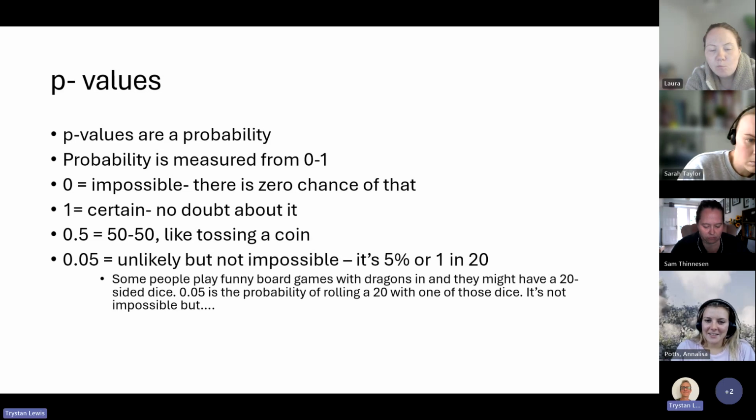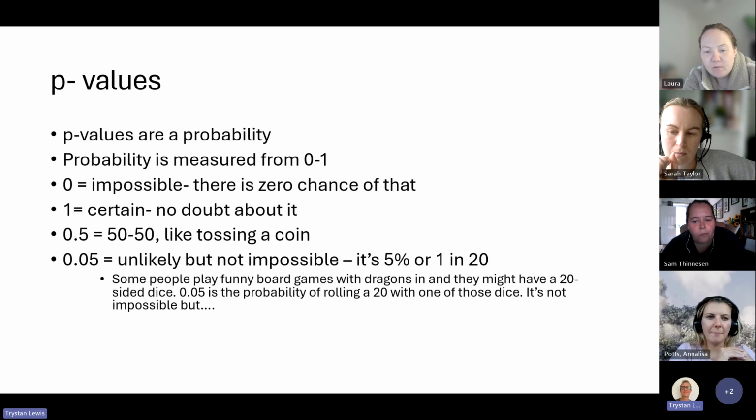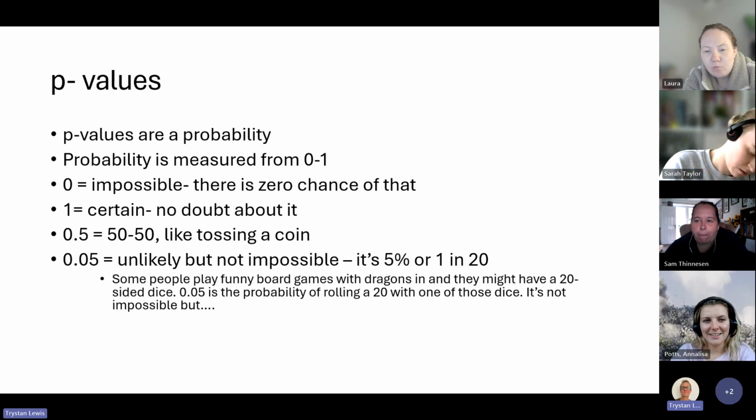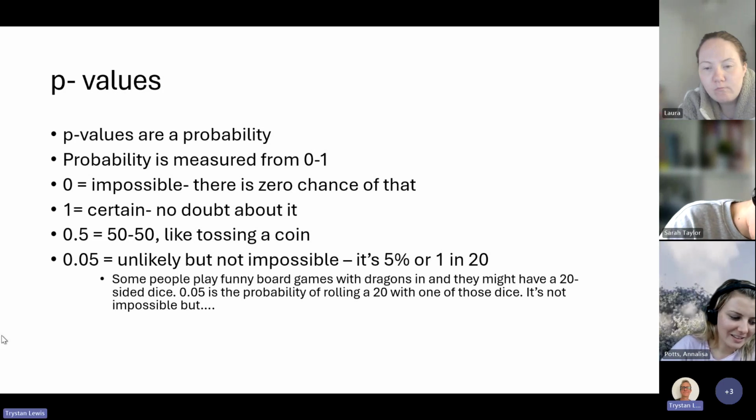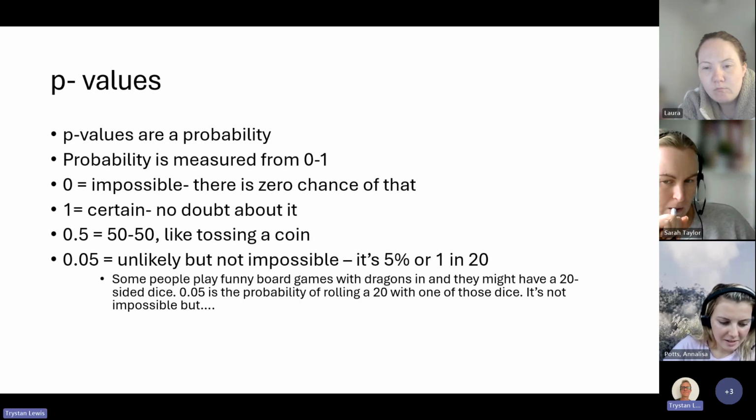So what does 0.05 mean? Now, Jenny's talked a lot about 0.05, and that's a small number. It's unlikely. It's not impossible. Now, 0.05 is 5%, or it's 1 in 20. Now, I'm aware when I was at school, people played Dungeons and Dragons, and some of those kids had these fantastic 20-sided dice, which I was very jealous of. I didn't really want to play the game, so I couldn't really get the dice. But if you had a 20-sided dice and you roll it, then 0.05 is the chance or the probability of rolling a 20 or whatever. So it's unlikely, but it's possible.